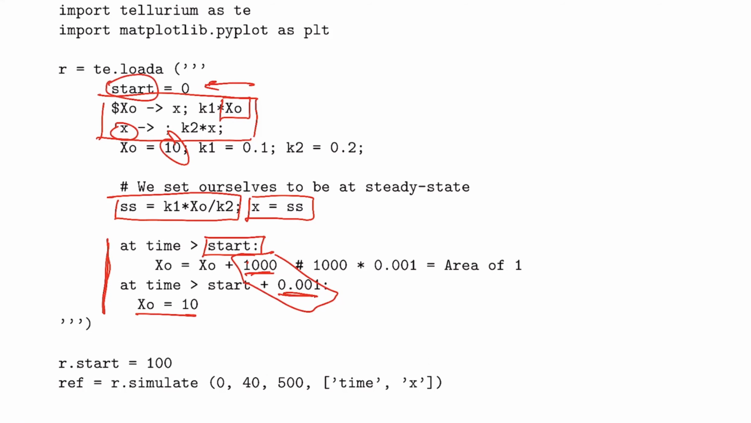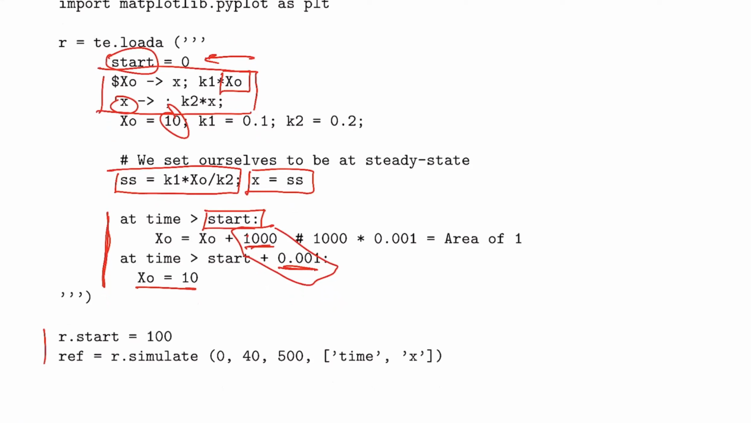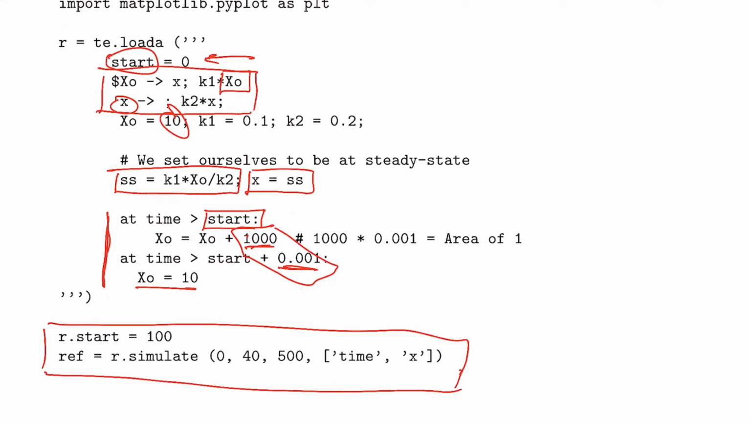All right. Now the next thing I'm going to do, I need to produce a reference trajectory. This is basically the steady state. All right. And the way I'm going to do this, I'm going to set the start to 100. I'm only going to go up to 40. So these at statements never get fired. Okay. So that's why I pushed it up to 100 here. So this gives me the reference values for x. Okay. Basically the steady state.